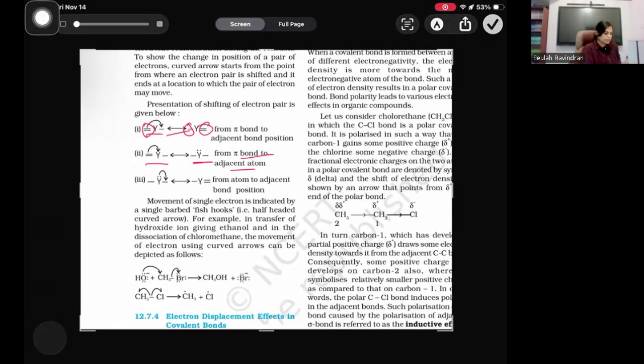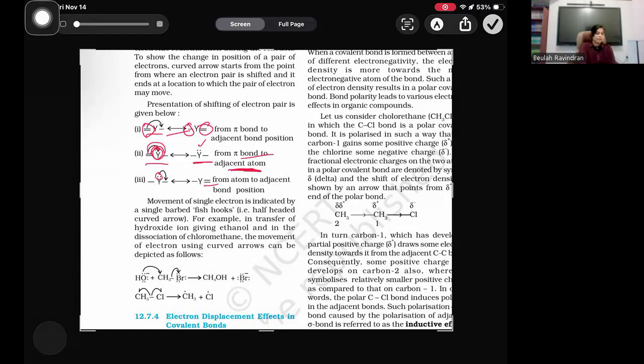Electron is shifted. So here on the right side it is a double bond. Here also, from the double bond to this particular atom, it is not the adjacent position, it is the adjacent atom. So the bond is breaking and the electron pair is moved to the atom itself. Okay, so it also may happen. And then here, from this particular lone pair of electrons to the next, the bond position is changing again. Okay. So movement of a single electron also can be possible.